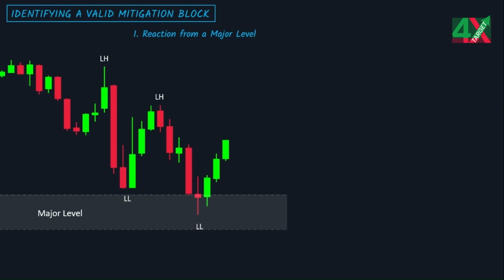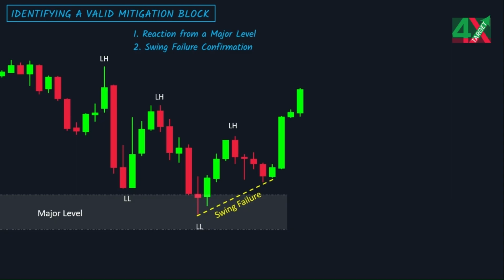Second, the core concept behind a mitigation block is swing failure. A valid mitigation block forms when price attempts to continue the current trend but fails. For example, in a downtrend, price tries to break the previous swing low but instead reverses and pushes higher, signaling that sellers have lost control.